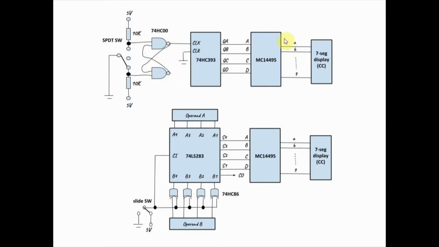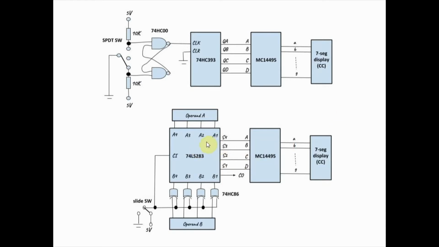In my previous video, I explained how the 4-bit operand number is generated. Once we have the two operands, operand A and operand B, we apply them to the 74283 IC. The result is then displayed on the 7-segment display through the driver MC14495. This full adder circuit can perform two arithmetic operations on the operands, namely A plus B and A minus B.